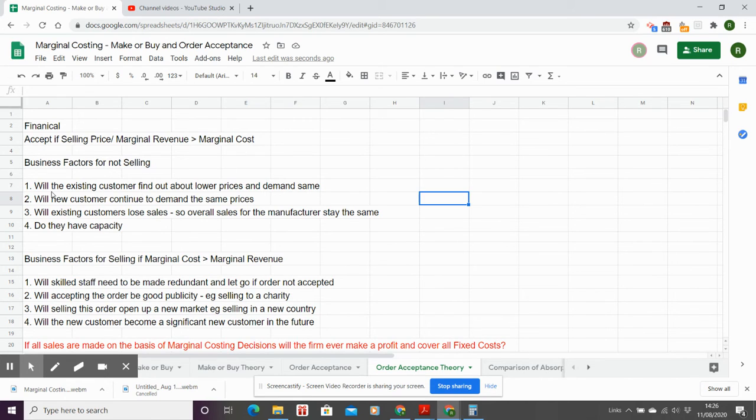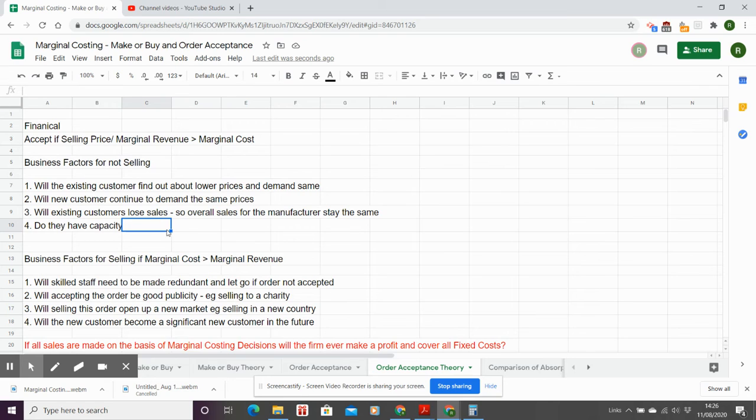However, quite often in an exam question, you'll be asked to consider non-financial aspects as well, or business factors. So what you might need to consider is things like, will the existing customer find out about lower prices and demand the same? So if the competition to Bilco stores found out that they were selling to Bilco stores for 95 cents a cup or saucer, would these other businesses expect the same deal? In which case there'd be a significant overall decline in revenue.